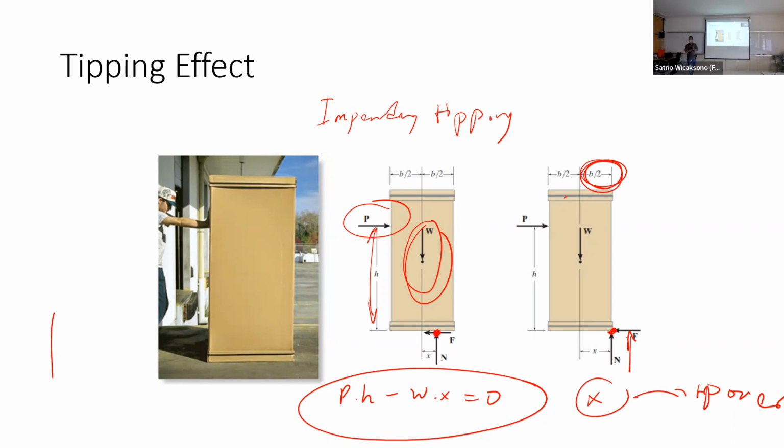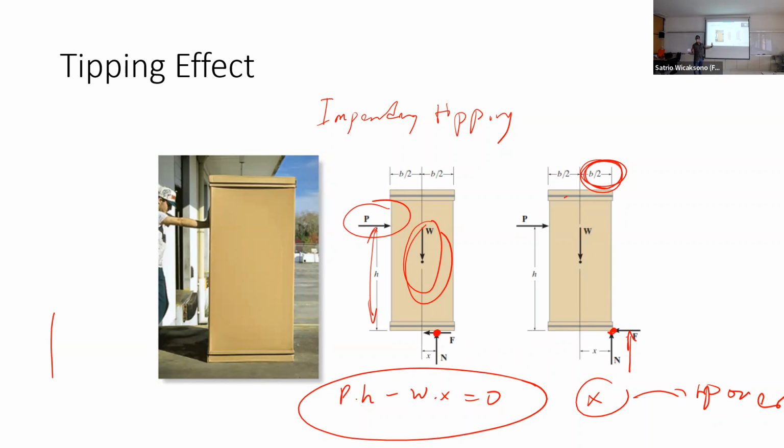Okay, as I told you guys yesterday, we have three types of tipping condition. The first one is the condition where it just stays stationary. So it's the same as what you have done before in the rigid friction. Okay, that's the first one. It stays stationary. The second one, impending motion.